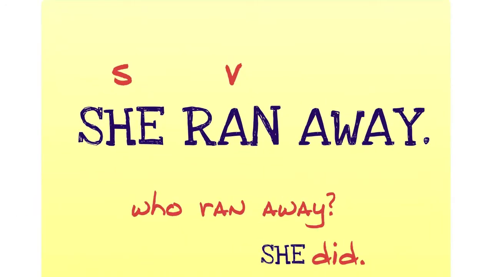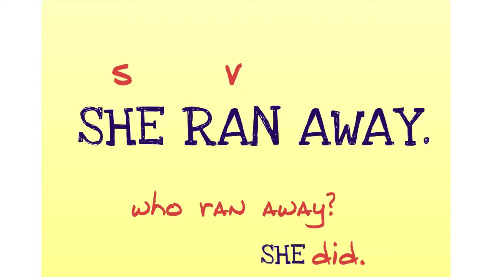When identifying the subject in a sentence, it is easier to first find the verb. Take, for example, this sentence: She ran away. The subject of the sentence is she because it is she who is performing the verb.